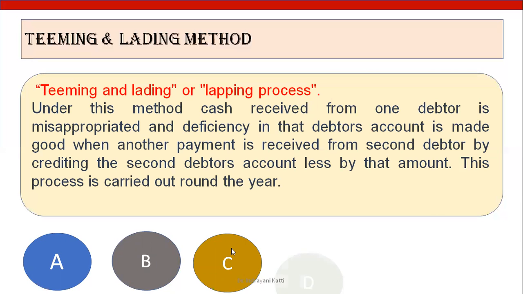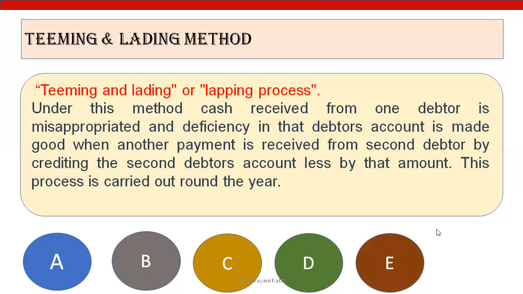Okay, so likewise, it is continuously carried. This process is carried out round the year by the cashier. So he makes a delay in making entries. Okay, when A pays, out of A's amount, part of the cash is misappropriated by the cashier, and a lesser amount is entered in his account. Okay, how much he has paid, not all the amount is entered. Later, when B makes the payment, this will be patched. When C makes the payment, B's account will be patched. When D makes the payment, C's account will be patched. So it goes round the year. This process is known as the teeming and lading method.